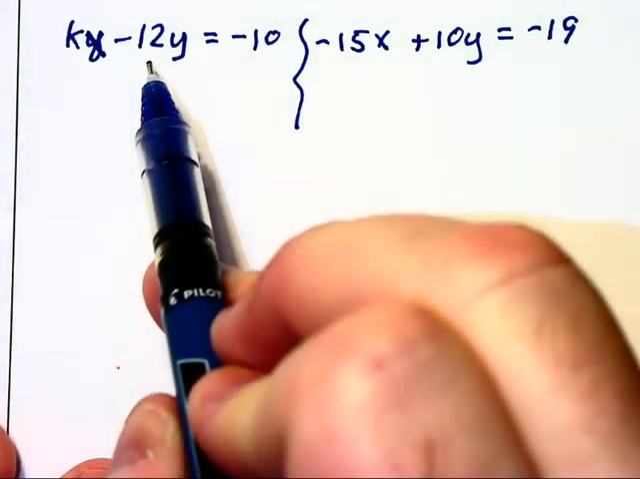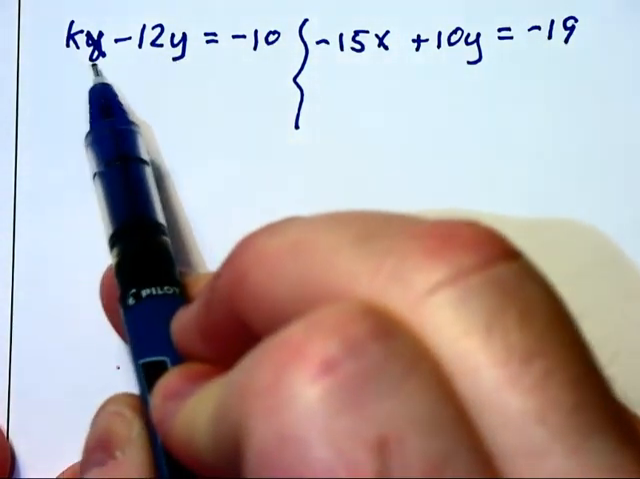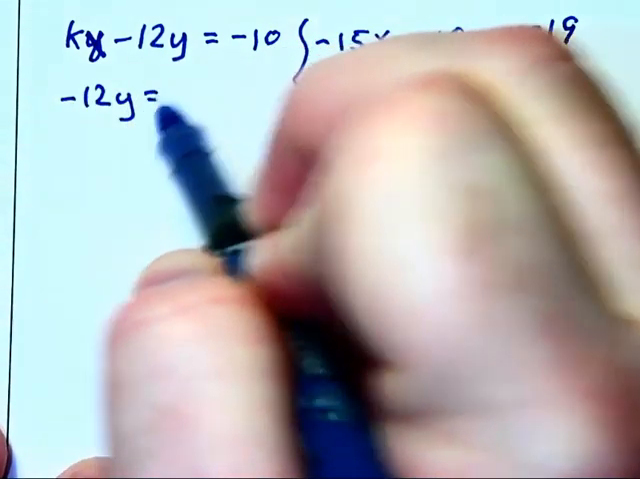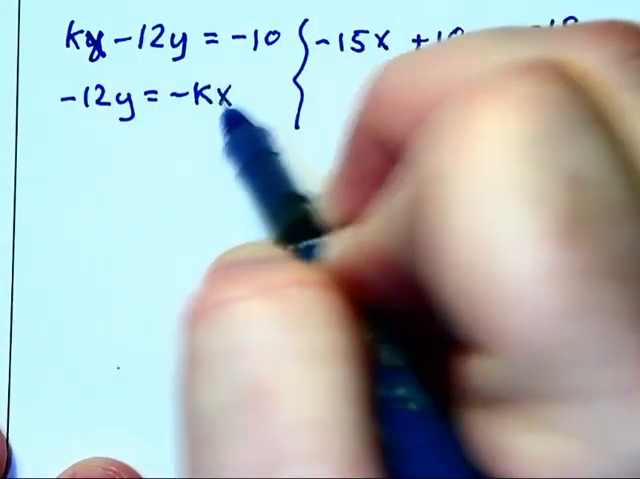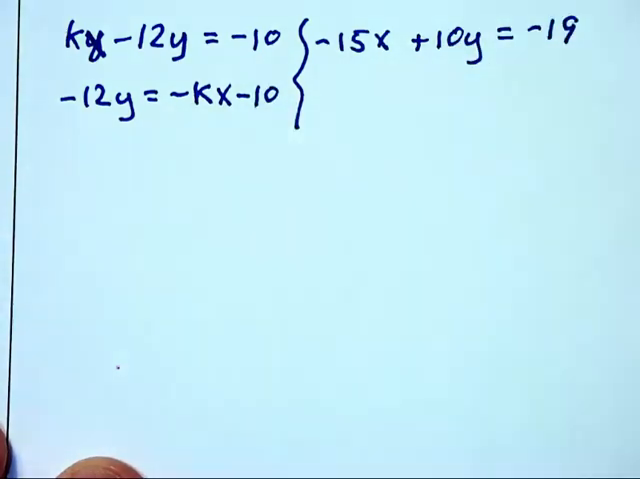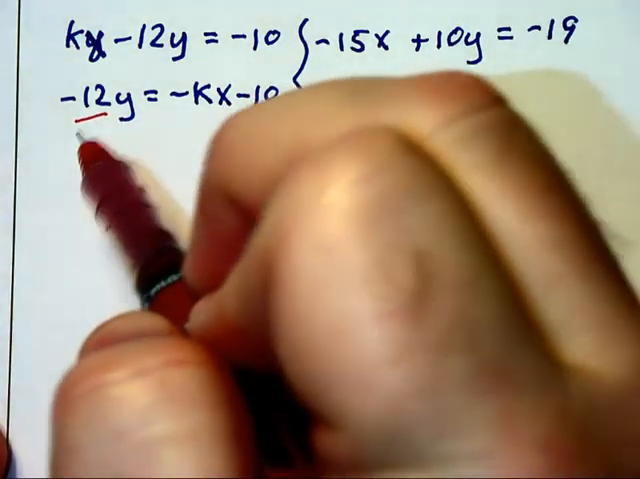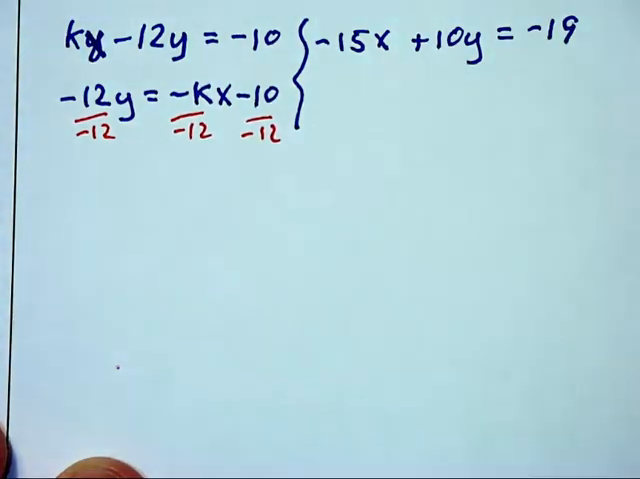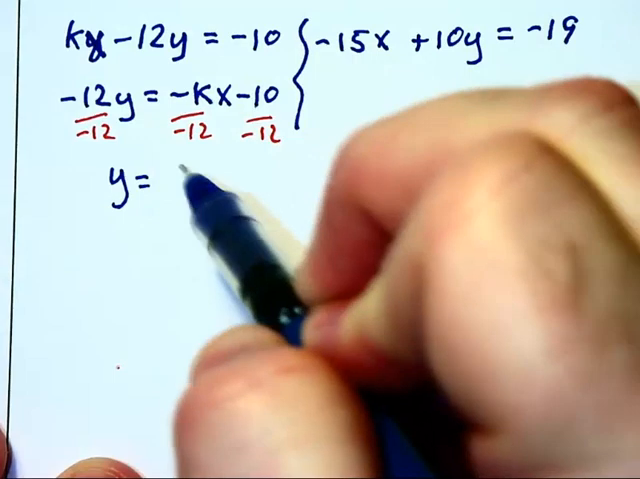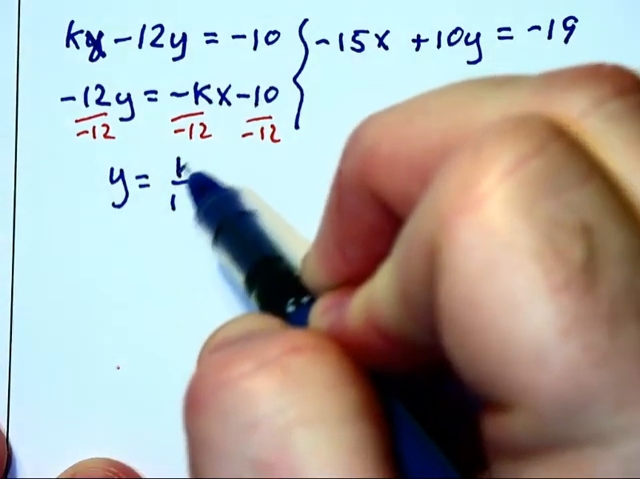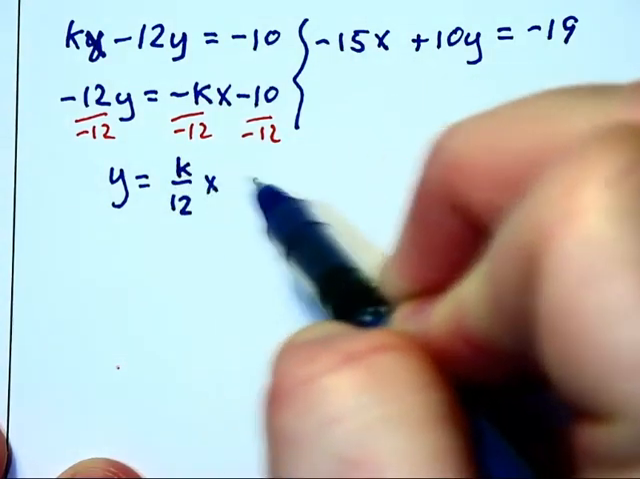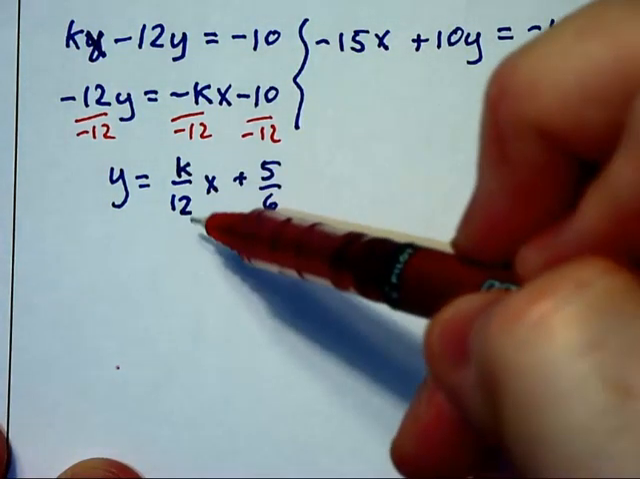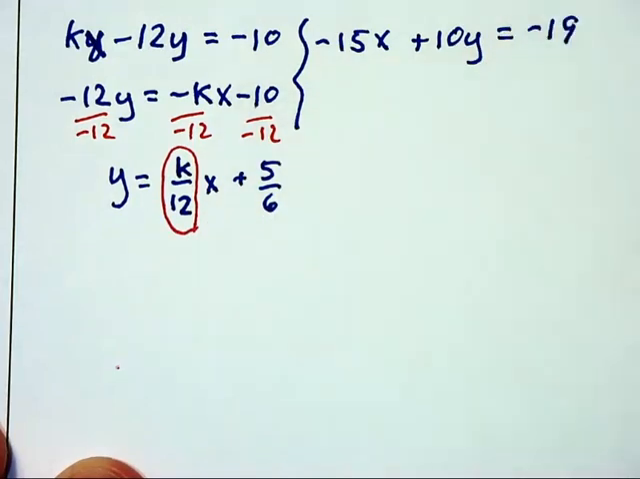Now for this first one, we want to solve for y, which means subtracting kx off of each side. We will have negative 12y equals negative kx minus 10. And then we're going to divide each side by negative 12. That will give us y is equal to k/12 x plus 5/6, where the slope here is k over 12.